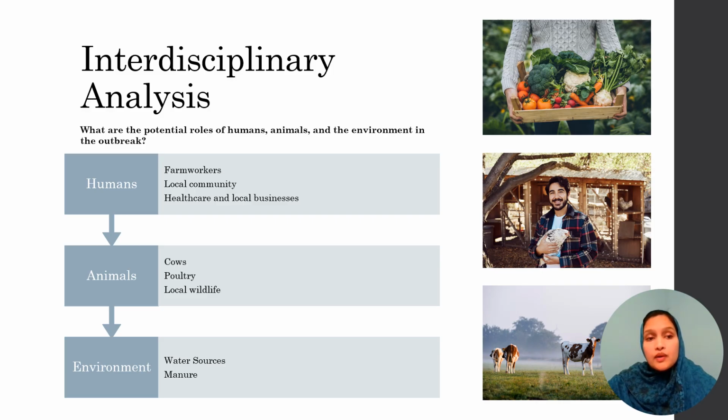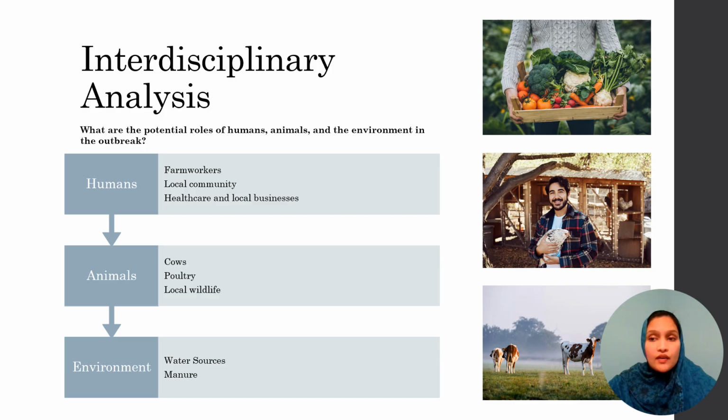So when we look at humans, we look at farm workers, which direct exposure to infected livestock such as cows and chickens likely played a significant role in the transmission of salmonella. Inadequate hand hygiene may have further contributed to the spread of the bacteria. In addition, we have local community members who may have consumed unpasteurized milk, contaminated poultry, or produce irrigated with infected water likely served as pathways for infection in the local population.